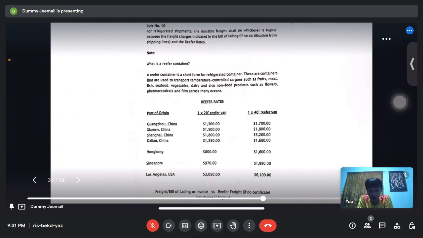So we have here the following reefer rates. Guangzhou, China: 1 by 20 reefer van, 1,300 only. If 1 by 40, it can be 1,700. Xiamen, China: 1,500 for 1 by 20, and for 1 by 40, 1,800. Shanghai, China: for 1 by 20, 1,800, and for 1 by 40, 3,200.